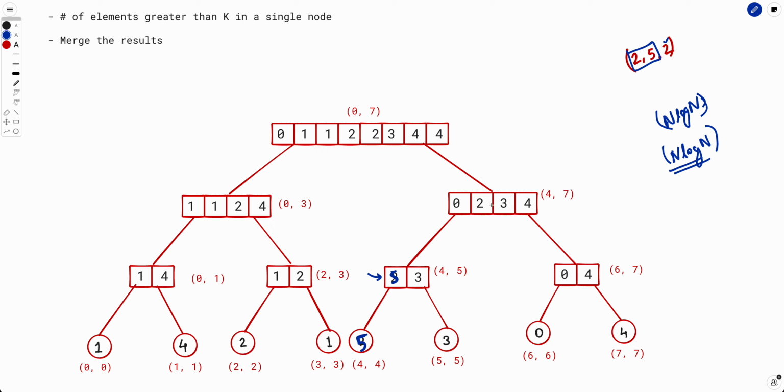This part is log n. Erase 2, add 5, log n. So the set will take care of the internal sorting by itself. So now the update part is log n. That is good. Actually not log n, it's log square n, because you're doing an insert in a set at each level, and there are a total of log n levels, and at each level the insert in the set takes log n time. So order log square n is the time complexity for updating.